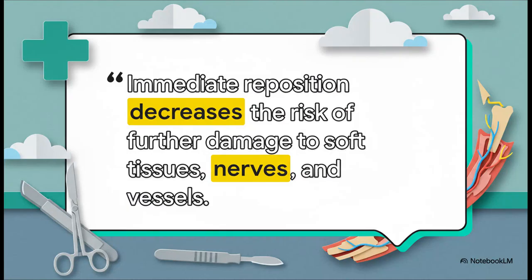And this right here is the why. Repositioning isn't just to make the limb look better. When you realign it, you're immediately taking tension off the surrounding soft tissues. And most importantly, you're decompressing and protecting those vital nerves and blood vessels from being stretched, torn, or even cut by sharp bone fragments. It's a limb-saving maneuver.